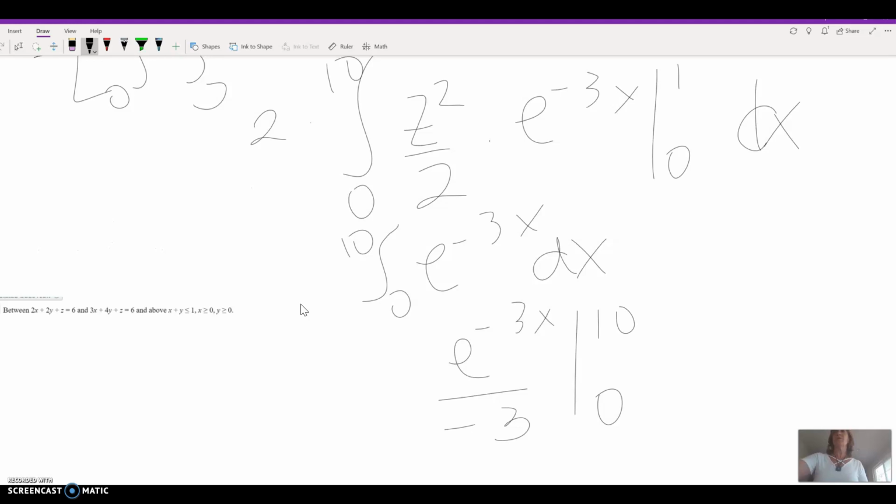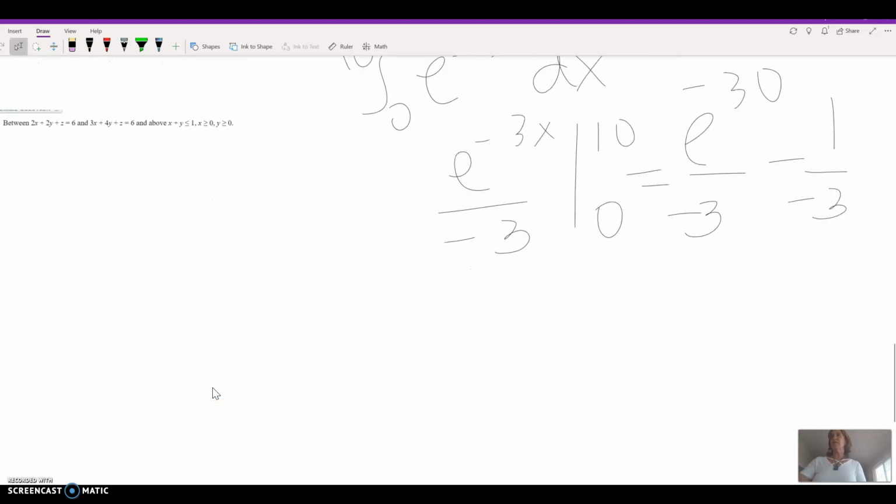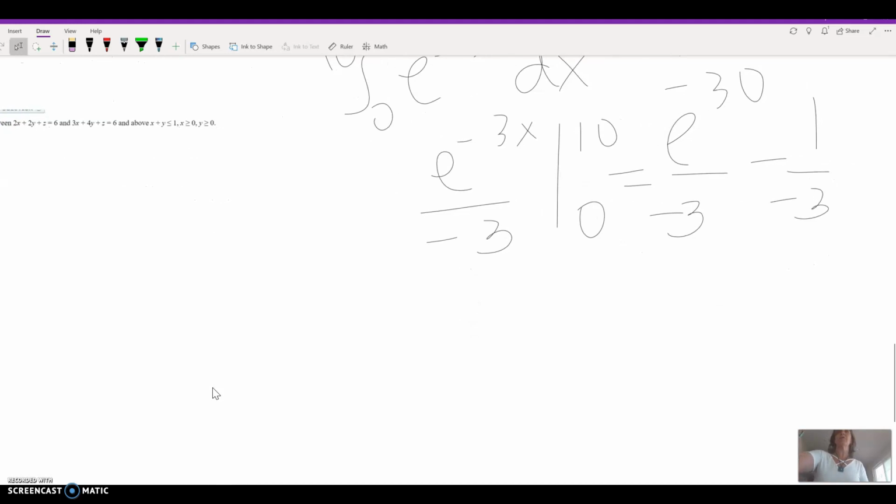Here's what we've been talking about all along with the zeros. Notice I don't have the multiply by 2 because I already took care of that there, right? That's why that constant of 1/2 got reduced because 2 times 1/2 is 1. So I have already done the multiply by 2. So now when I plug in 10, I get e to the negative 30 over 3 minus, and when I plug in 0, I get 1, over negative 3. And if I want to make that look a little bit prettier, it's already a common denominator, so that would be e to the negative 30 minus 1 all over negative 3.